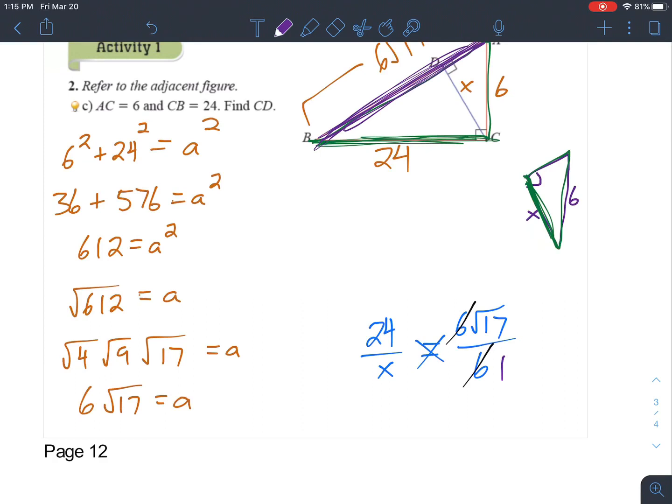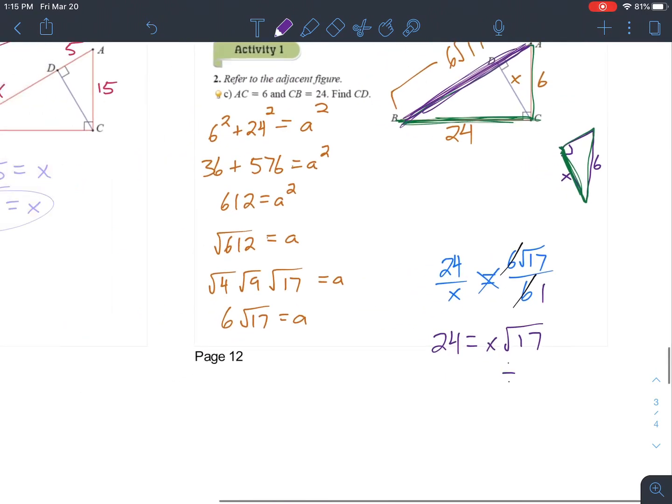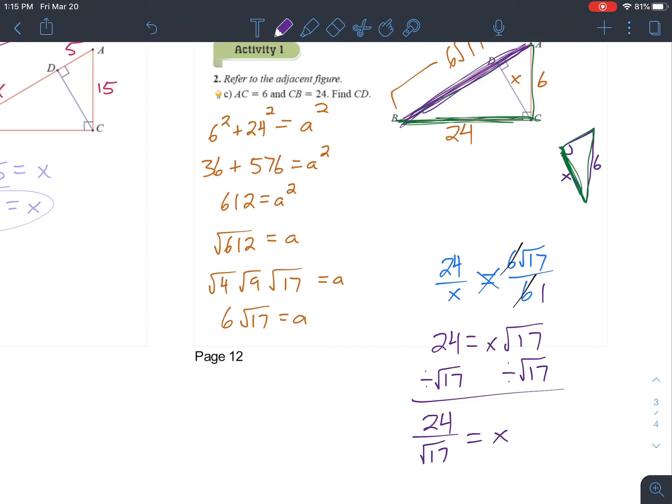That's 1. So we get 24 equals x times square root 17, and then we have to divide both of those by the square root of 17. So we get 24 over the square root of 17. Just so you know, it is improper for us to leave a square root in the denominator, so we need to multiply top and bottom by square root 17. And that gives us then x equals 24 root 17 all over 17. Sorry about that, everybody.